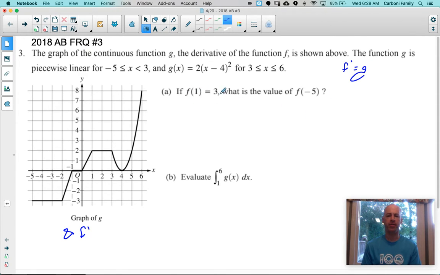They give me a value of f of 1. They want to know what f of negative 5 is. So this is an initial condition. We do have the rate of change of f. So we're going to set this up. F of negative 5 is my initial condition plus, and then the antiderivative of f prime of x will give you the change.